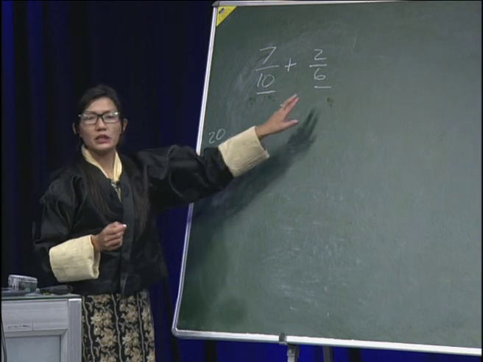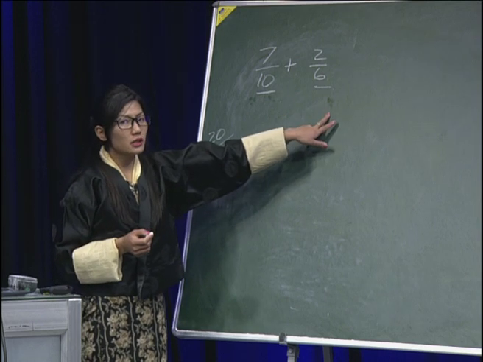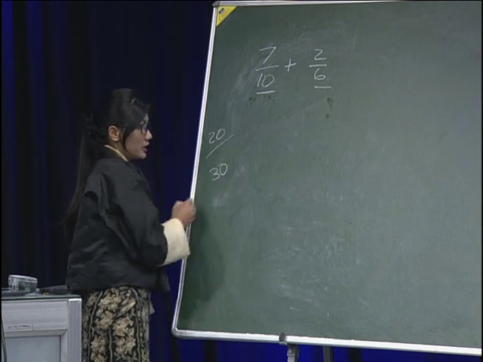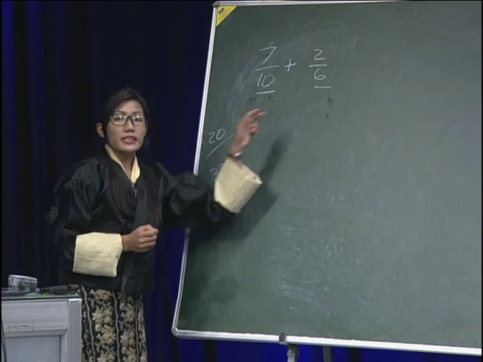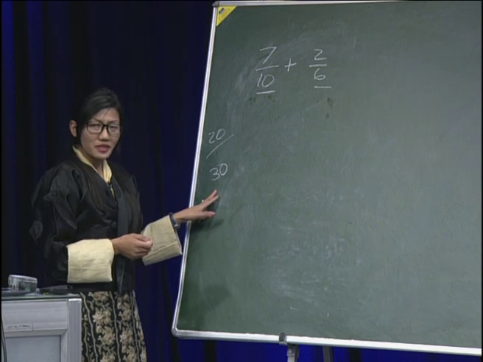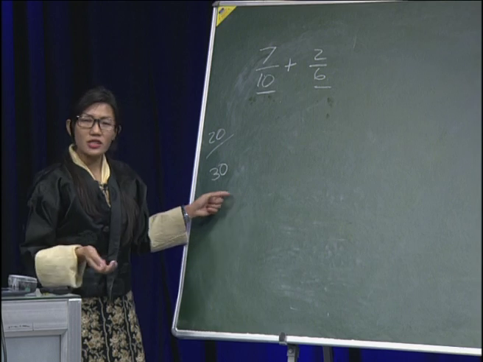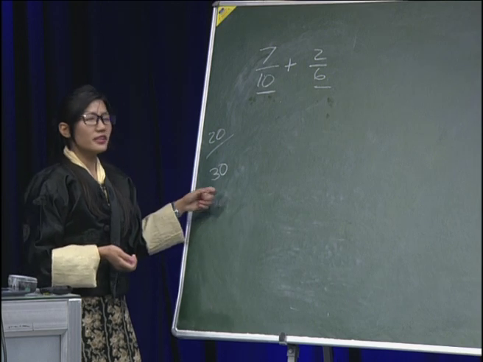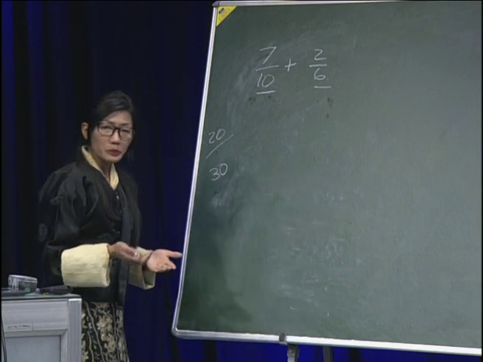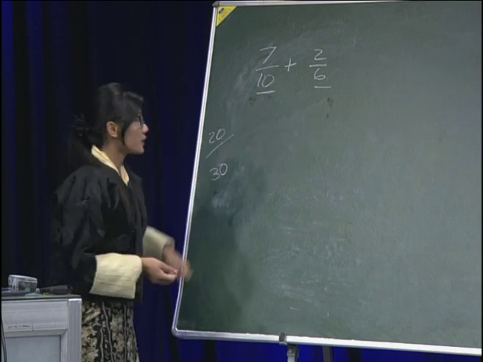Now let's move on to the second multiple of 10, 20. Is 20 a multiple of 6? Can we divide 20 by 6? No, right? Let's move on to the third multiple of 10, 30. Is 30 a multiple of 6? Yes, right? Can we divide 30 by 6? Yes, right? 6 times how much is 30? Do you know? Yes, 6 times 5 is 30. So now we have found our common multiple and we use it to add these fractions.